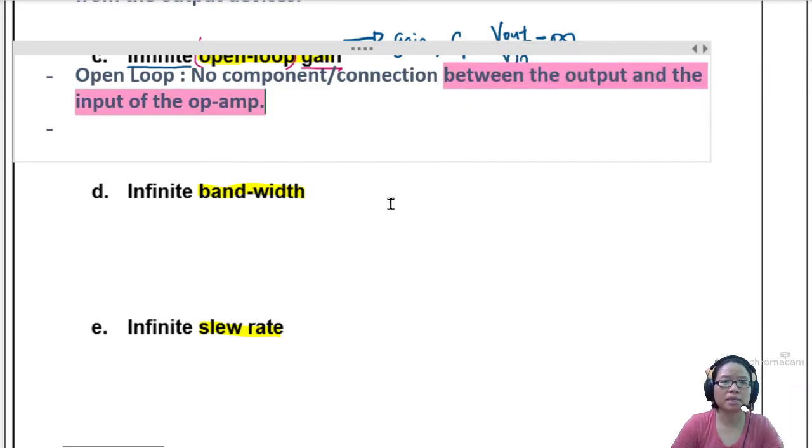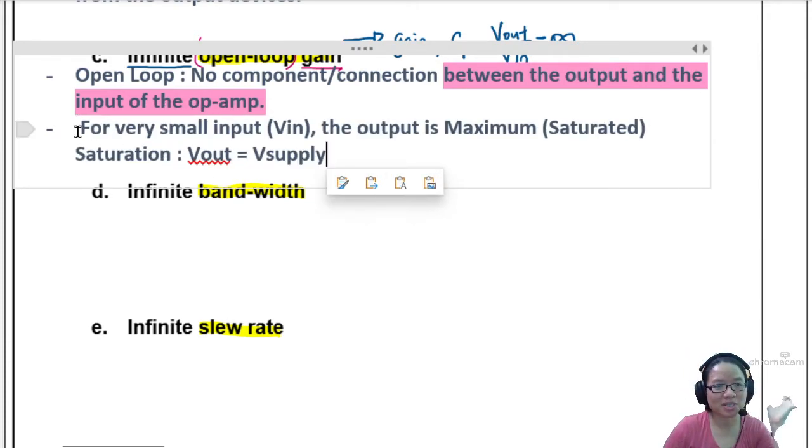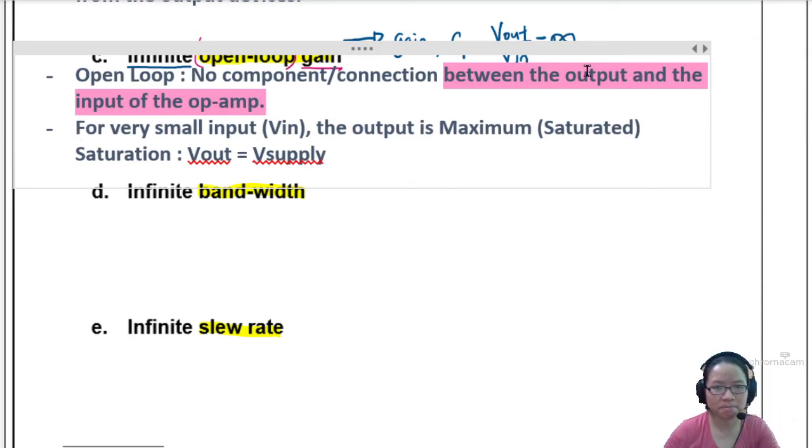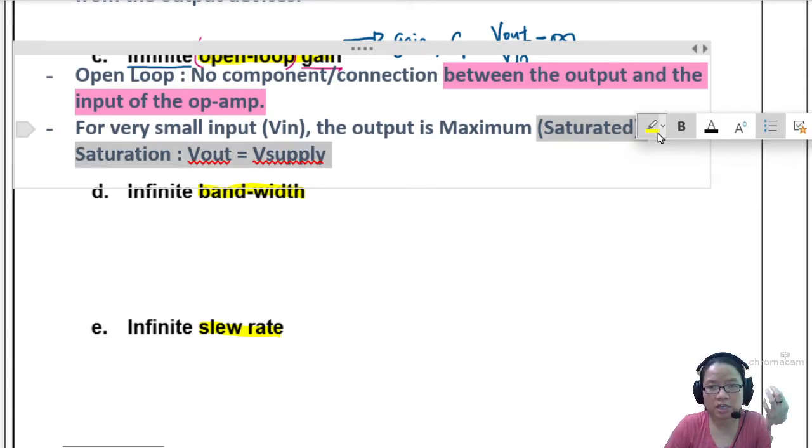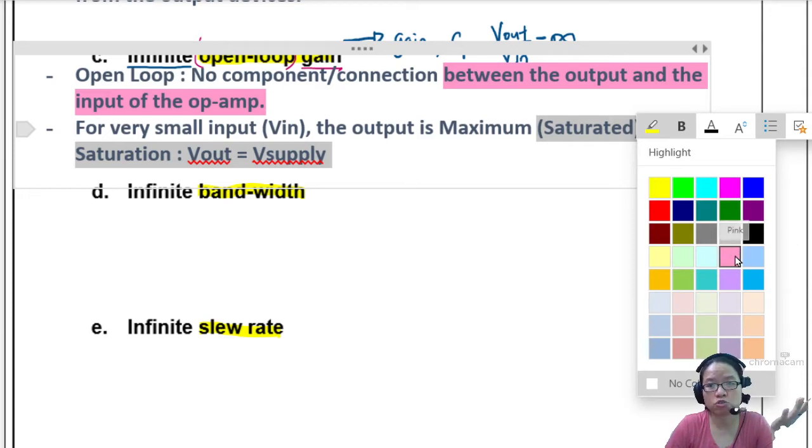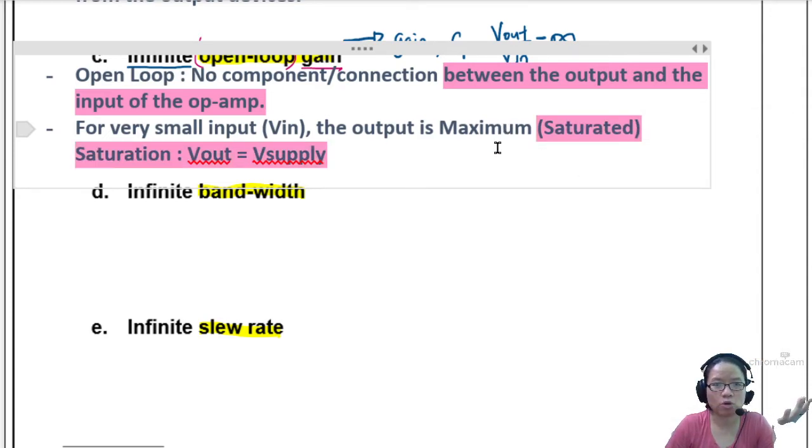Okay, but what is the implication of very large or infinite gain? This means you put in a little bit of input, you get maximum output or very large output. So this means for very small input or V in, the output is maximum. So this maximum output has a very specific term. We call it saturated. It's a bit like your brain is saturated sometimes. Full liao, cannot be larger liao. And saturation is when the output is equal to the supply voltage.